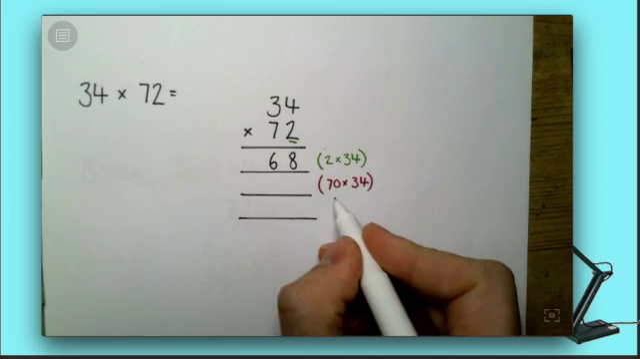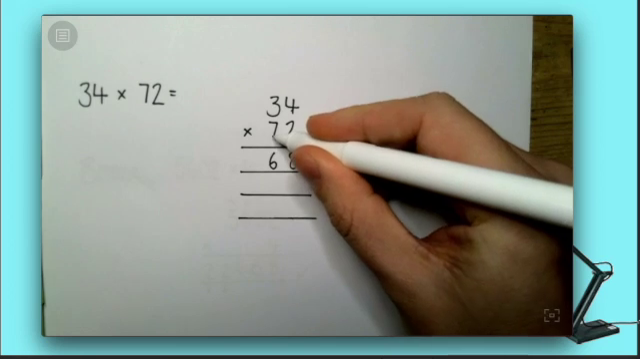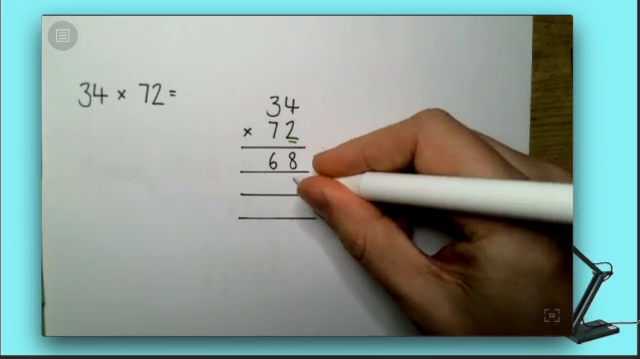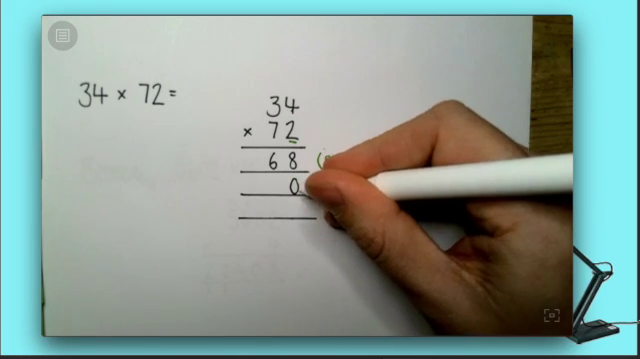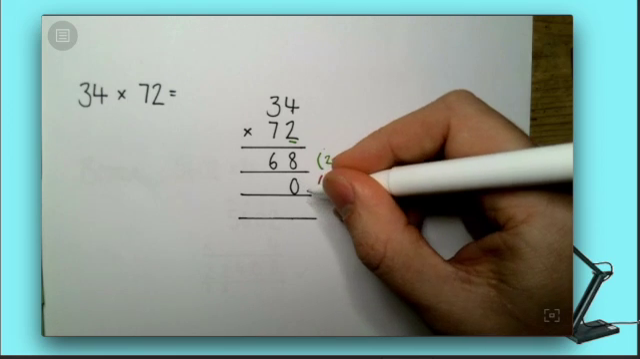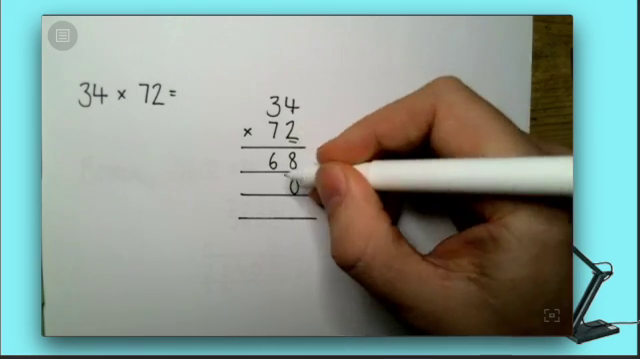Next, I'm doing my 70. 70 times 34. Okay, I always start with my units, remember. So 70 times 4. Now I need that placeholder 0. Don't forget that. Sometimes it's a good idea to add it in first. That's one of the main things that people get wrong with these ones. Always put that placeholder 0 because it's 70 times 4.